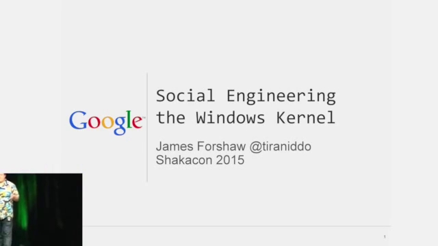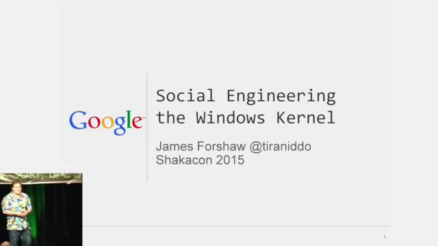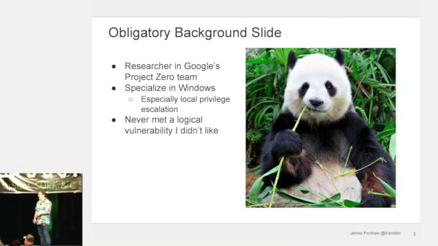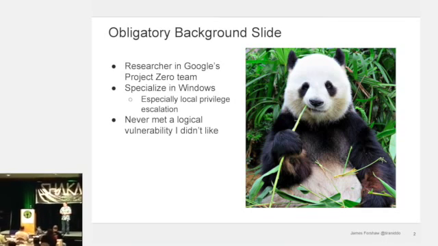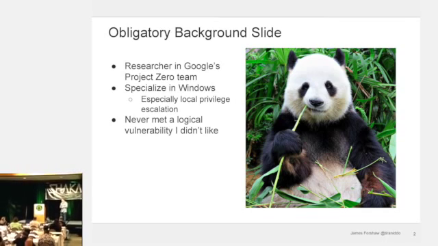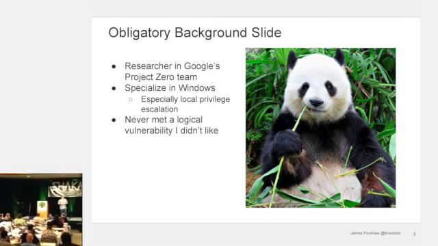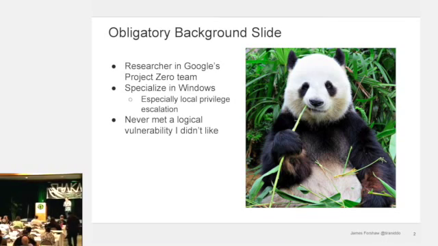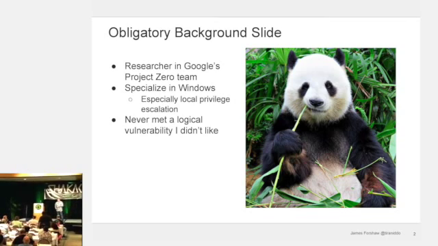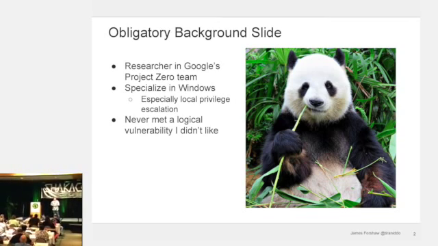So yeah, I'm James, and I work for Google in the Project Zero team. If you were actually awake at 8:15 this morning, you may have seen my boss talking about Project Zero in the more abstract. But I'm one of the researchers specializing in the Windows platform, mainly local privilege escalation. This is because I have a particular thing about finding logical vulnerabilities in operating systems and platforms, and local privilege escalation is usually quite a good target for those sort of vulnerabilities.